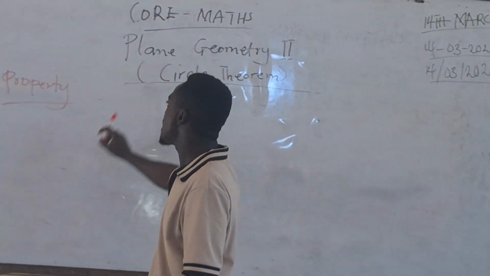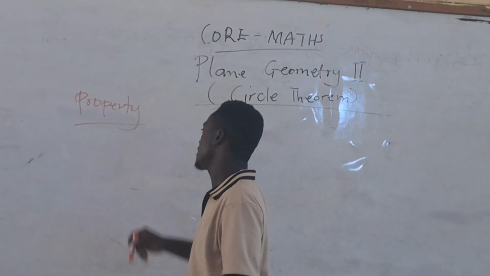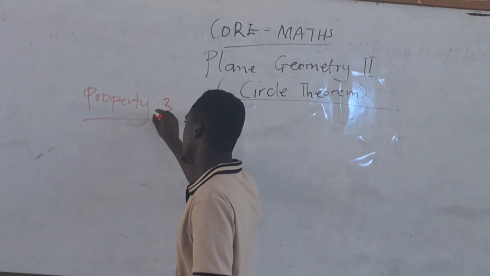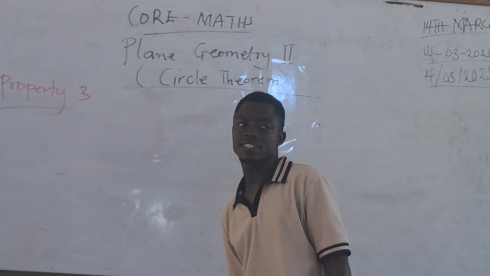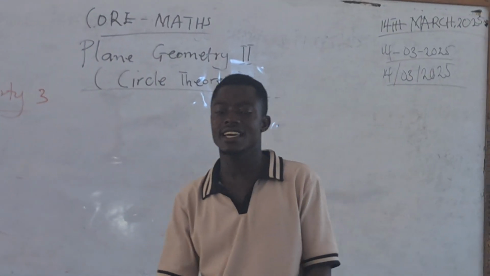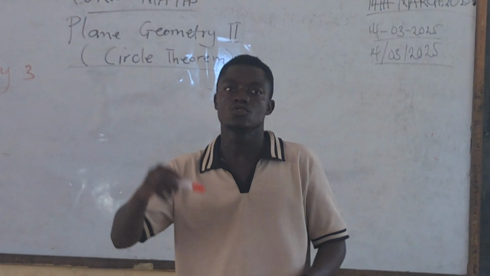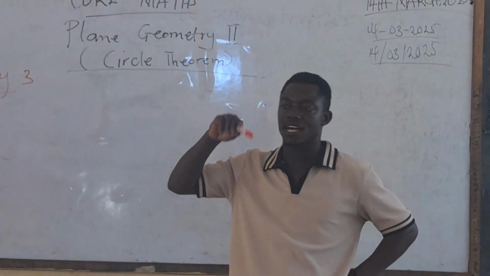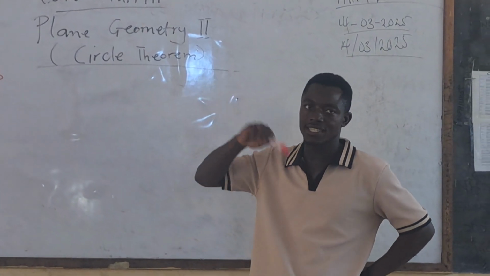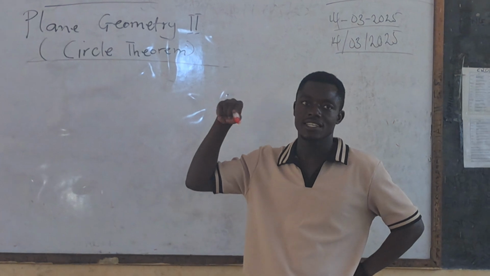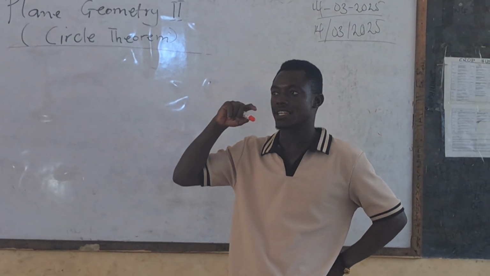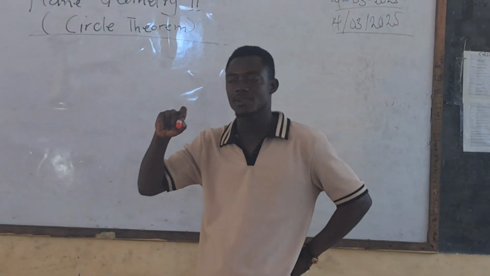Now, today we are starting the third property, or property 3. So what does property 3 say? The sum of two angles opposite a chord within a circle add up to 180 degrees. Let me explain this further.